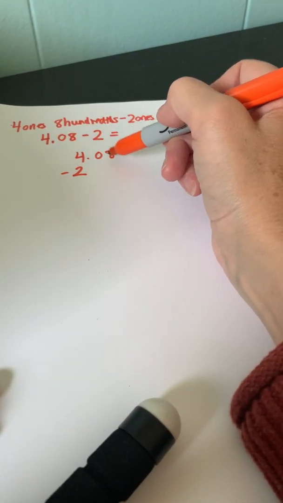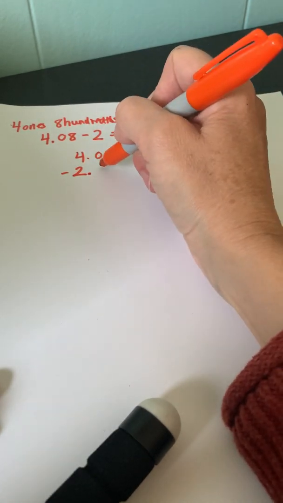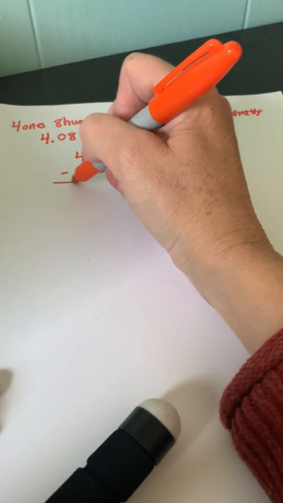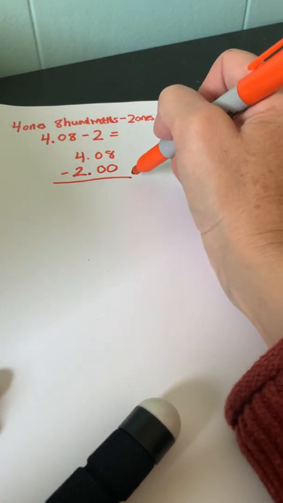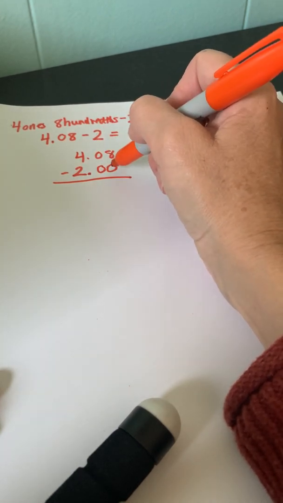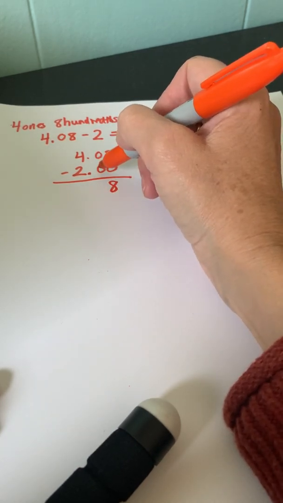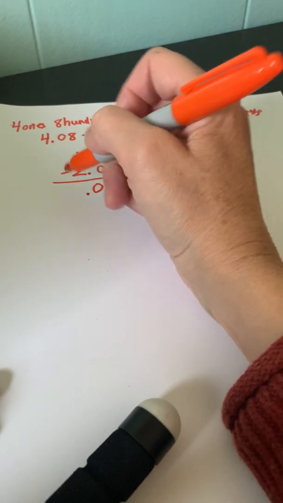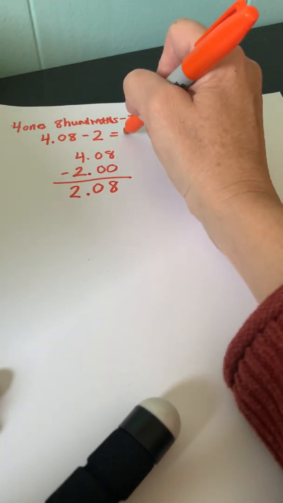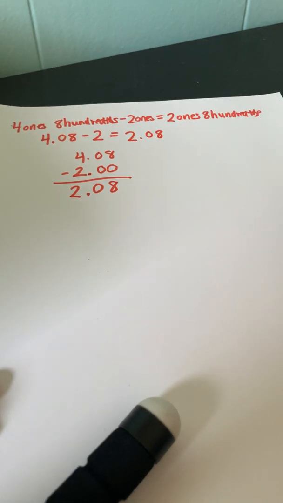Make sure you line up your place values. I have 4 ones, 8 hundredths. I have 2 ones. I know after my ones place there's a decimal, and I can fill in these zeros, and that equals the same number. 2 and 0 hundredths is the same as 2. Next, I subtract. 8 hundredths minus 0 hundredths is 8 hundredths. 0 tenths minus 0 tenths is 0 tenths. I bring my decimal. 4 ones minus 2 ones is 2 ones, which is equal to 2 ones, 8 hundredths. 2 ones, 8 hundredths. All right, let's try another one.